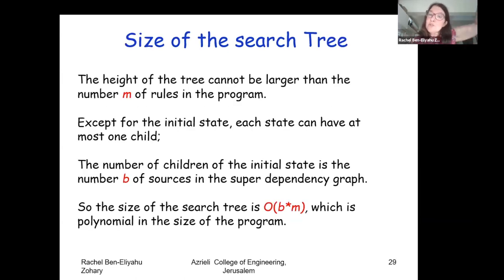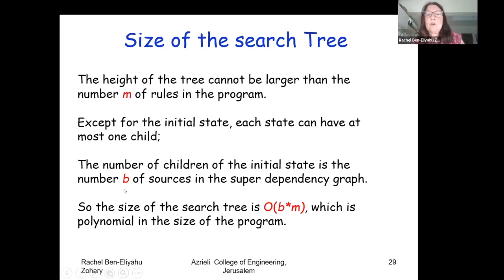Now, the height of the tree cannot be larger than the number of rules in the program, because in each step, except for the first one, we use a rule, okay? Once we have exhausted all the rules, the tree will not grow anymore. So the height of the tree is bounded by M. Now, the initial state has as many children as the number of sources, right? But each state that is not an initial state has only 1 child, because we take the rule according to which the state that we have is not a splitting set.